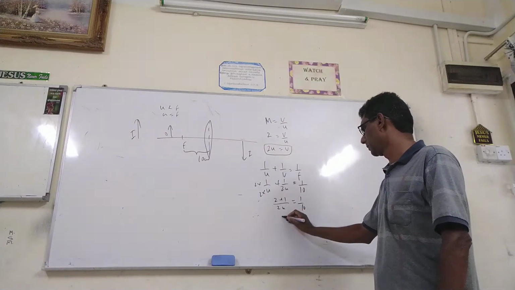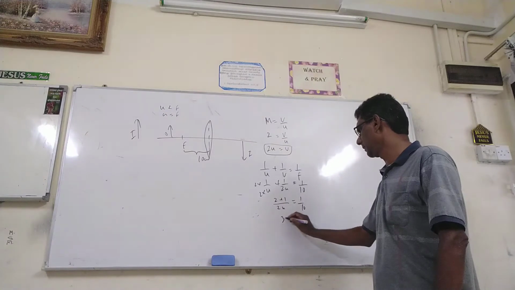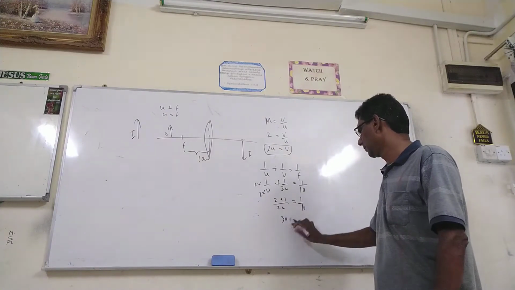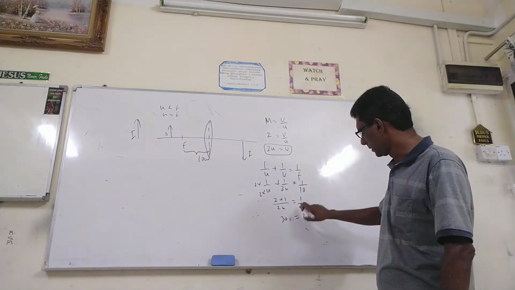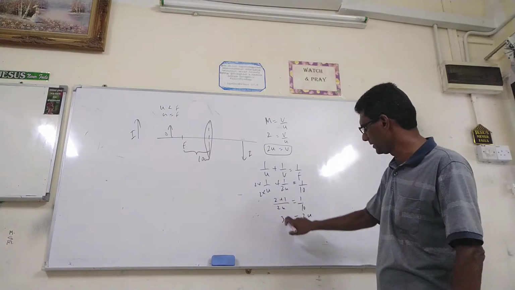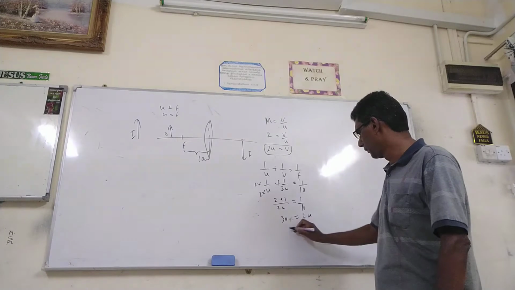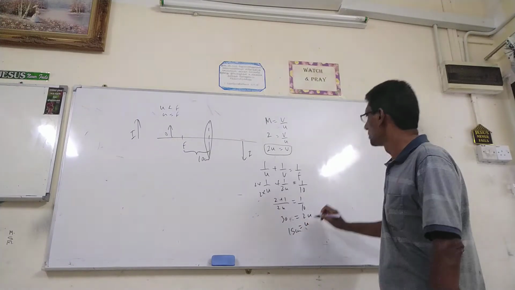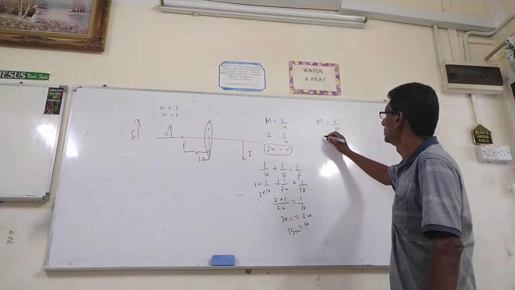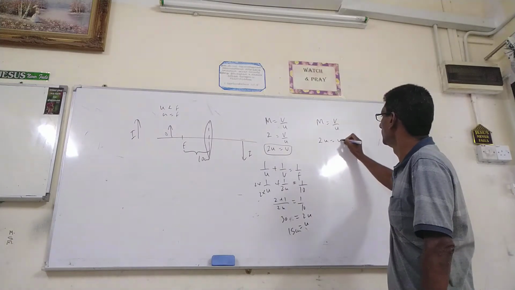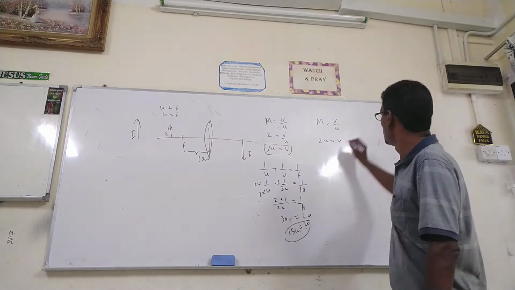Okay, 2 plus 3 is 30. Here we have 2u equals 30. Cross multiply: 10 times 3, 30. So u equals 15 cm. Using the formula m equals v over u, so 2u equals v. U is 15 cm.